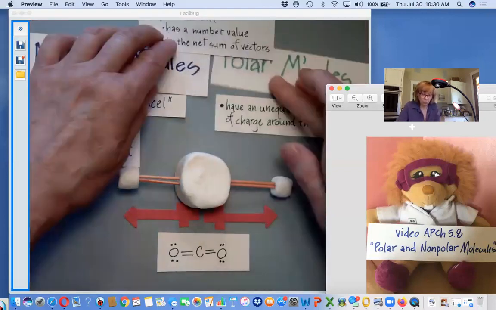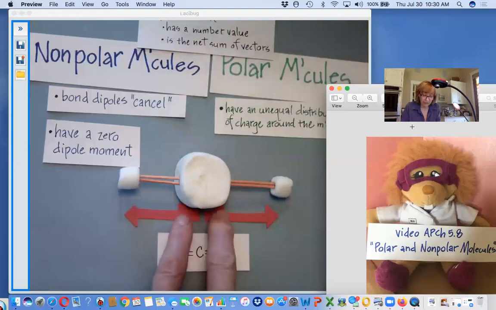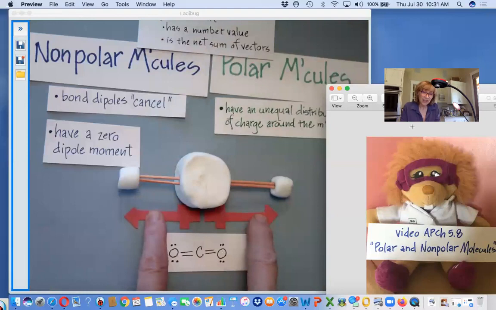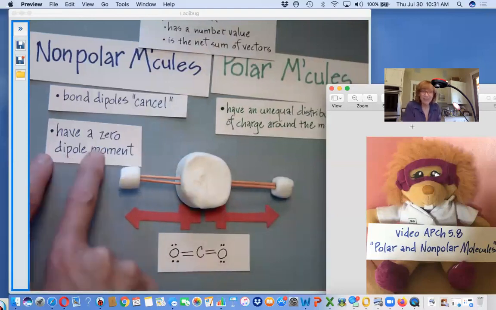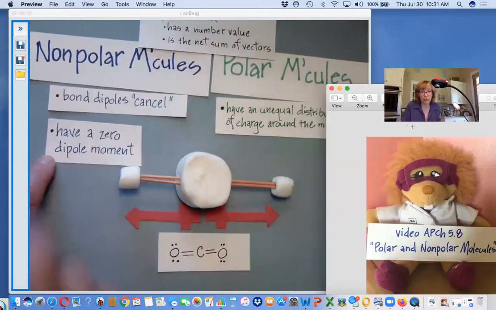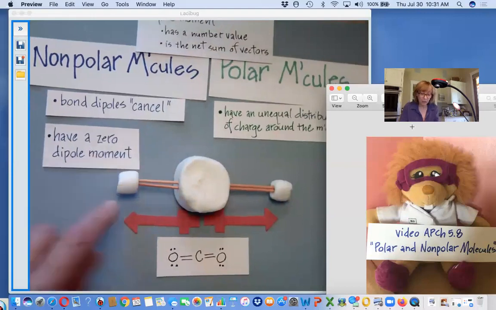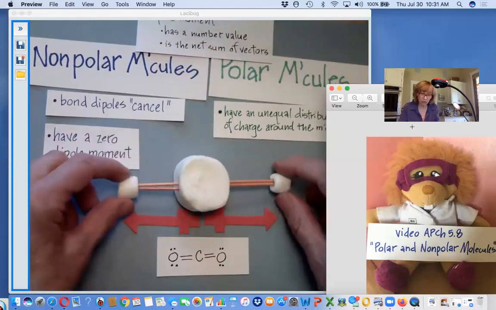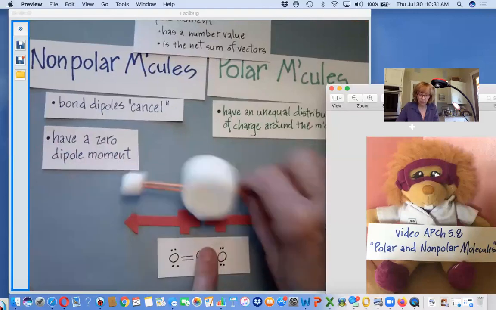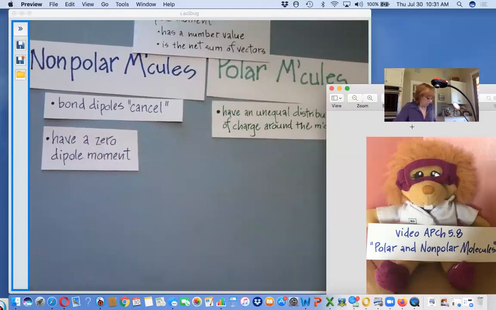If the two vectors have the same number value, but opposite directions, then they cancel each other out and the net dipole moment is zero. Okay, that's what's happening in this molecule. Okay, now let's look at another molecule.